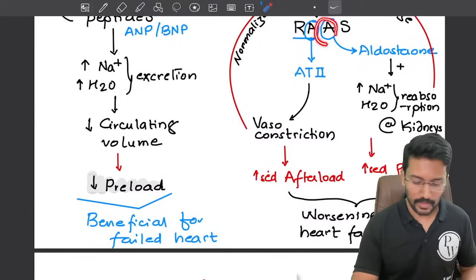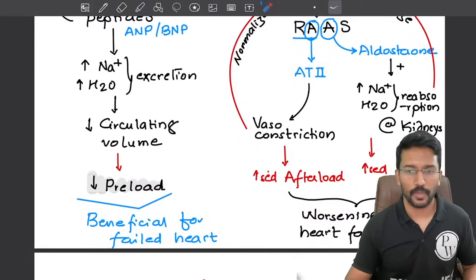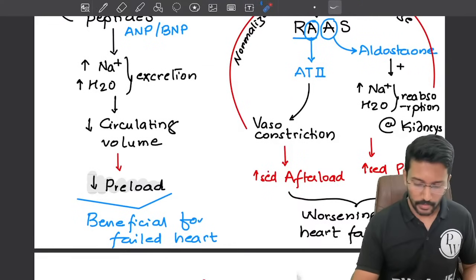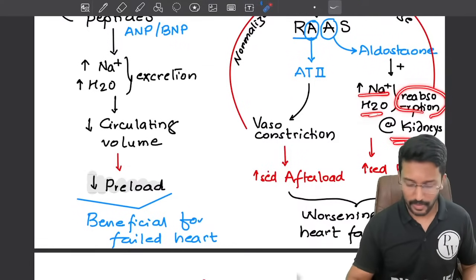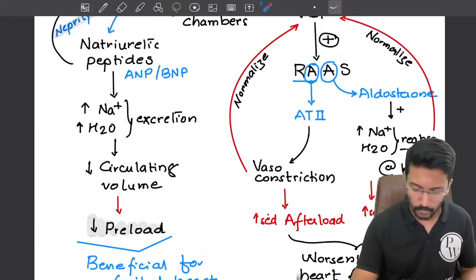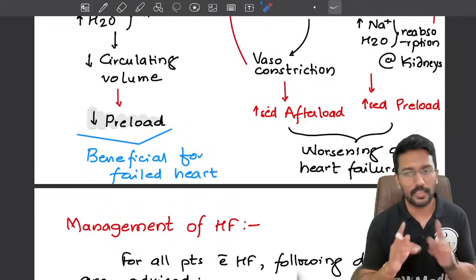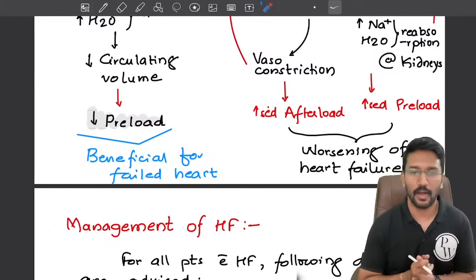The second component of the RAS is aldosterone, right? Now what will this aldosterone do? This aldosterone will increase the sodium and water reabsorption at the level of the kidneys, and this sodium and water reabsorption will increase the circulating volume. That can also normalize the BP. But unfortunately, these are going to create problems for the heart.